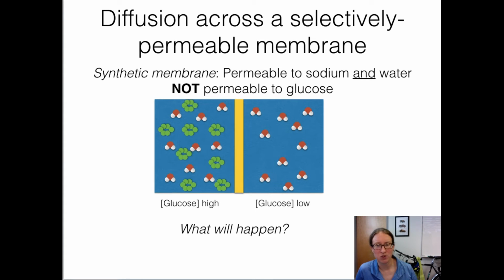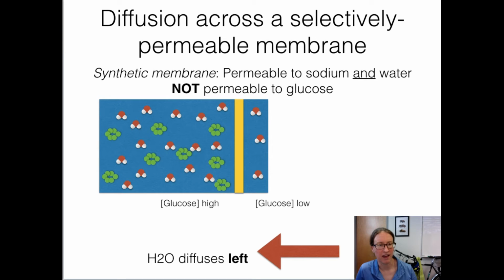So now we come up to scenario number 2. So here we're dealing with glucose rather than sodium, and the glucose concentration is higher on the left. So now glucose can't diffuse onto the right side because this synthetic membrane is not permeable to glucose. However, water can still move, so water is going to diffuse to the left. And this is what we're going to wind up with, something like this.